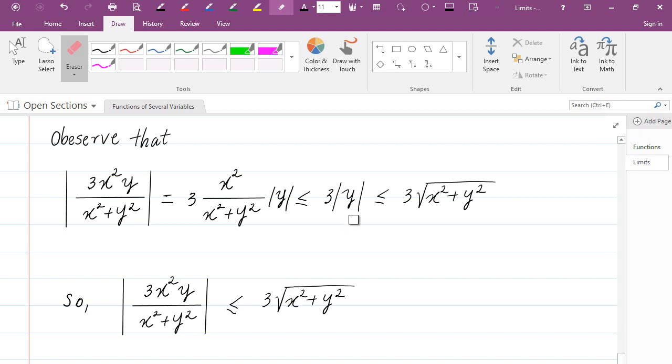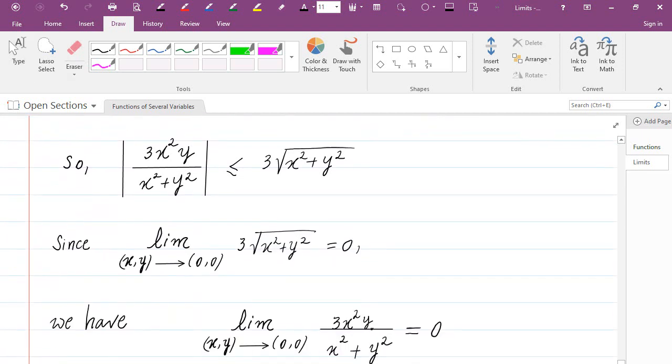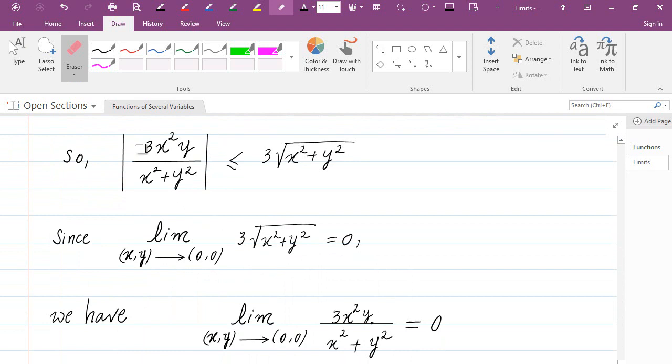And clearly the absolute value of y is less than the root of x squared plus y squared. Why? Because I have this non-negative term x squared; if I don't have it, then root of y squared is the same as the absolute value of y. So then 3 times that is less than 3 times this. So basically what I got is that the absolute value of the given function is less than 3 times the root of x squared plus y squared.